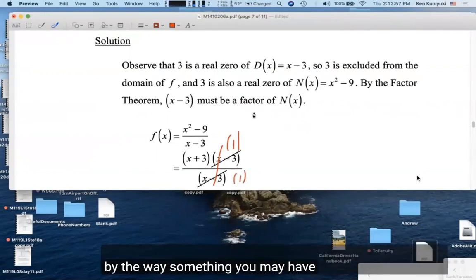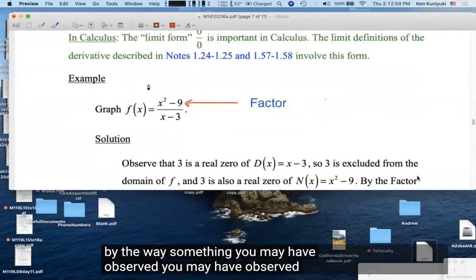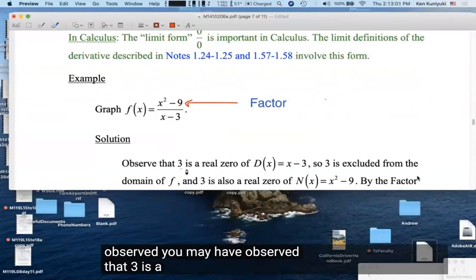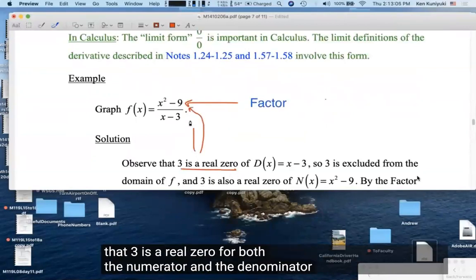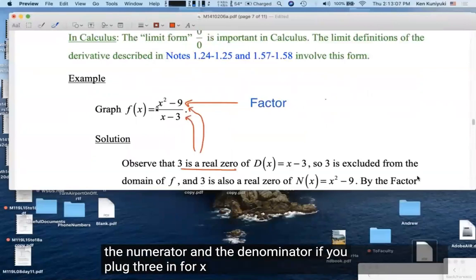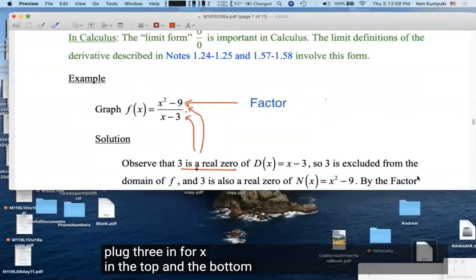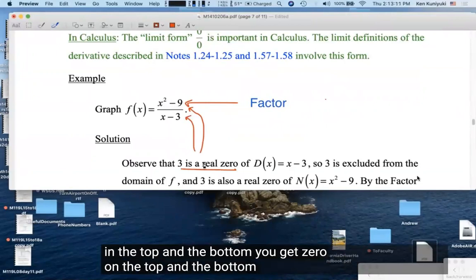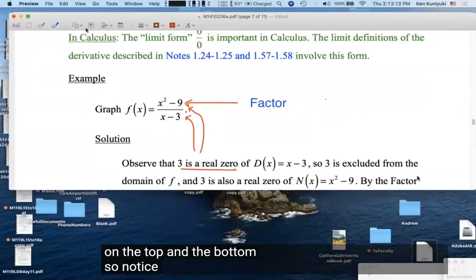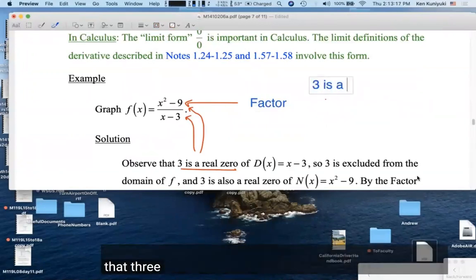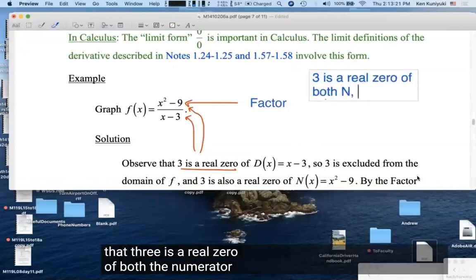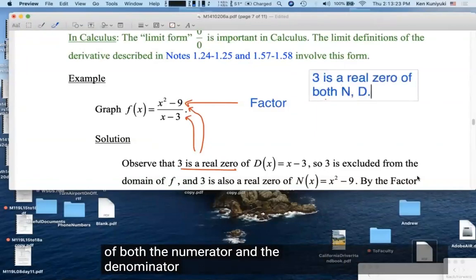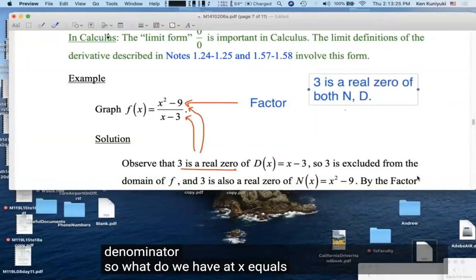By the way, something you may have observed is that 3 is a real 0 for both the numerator and the denominator. If you plug 3 in for x in the top and the bottom, you get 0 on the top and the bottom. So notice that 3 is a real 0 of both the numerator and the denominator. So what do we have at x equals 3?